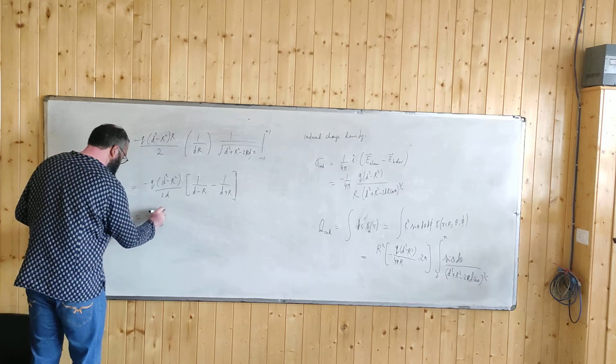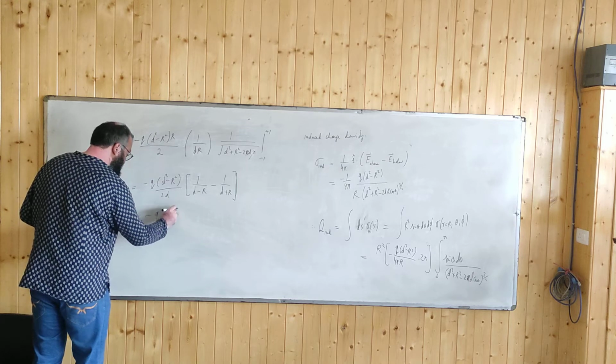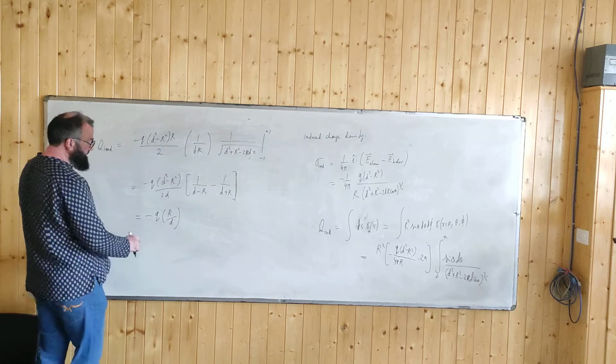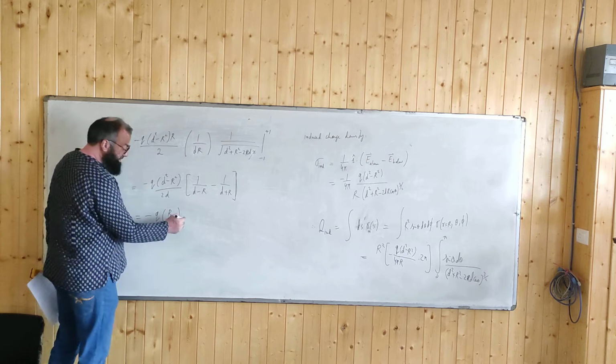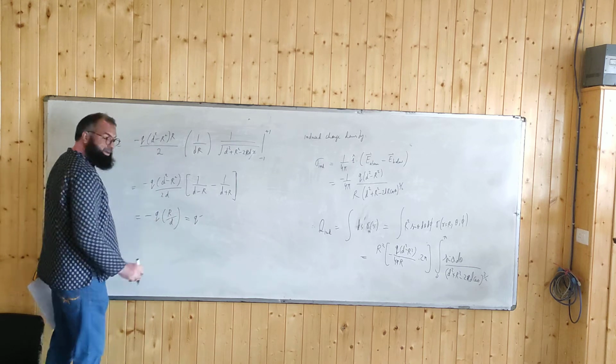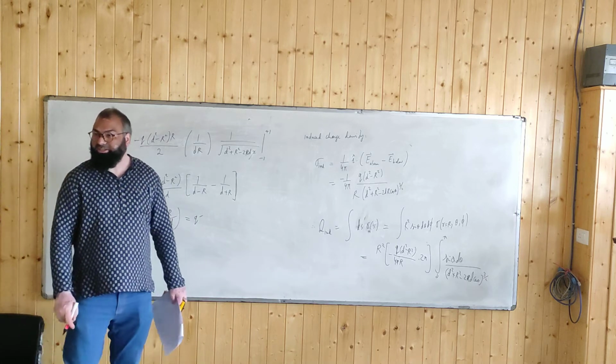So it's minus Q into R. Once you solve, figure it out, it will be Q into R by D. What is this equal to? It is the same as our induced charge.